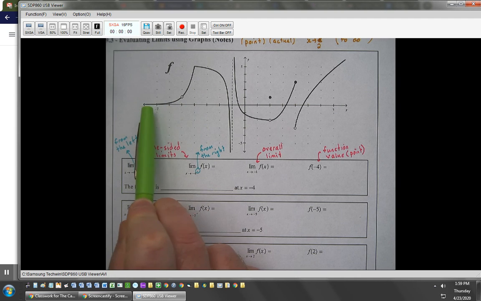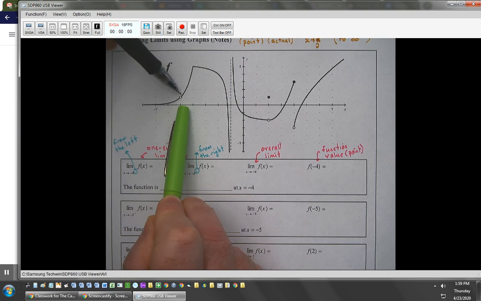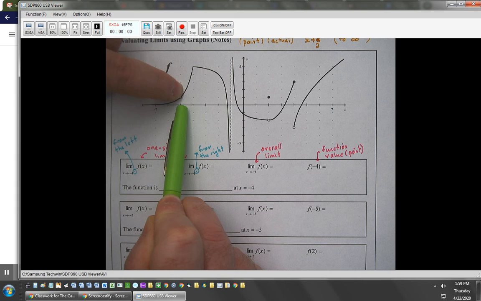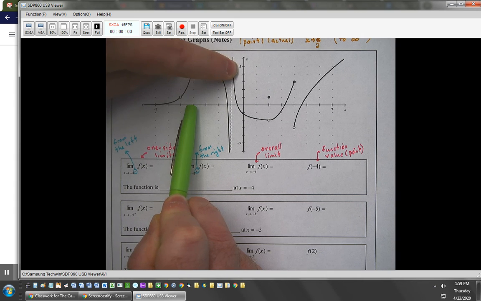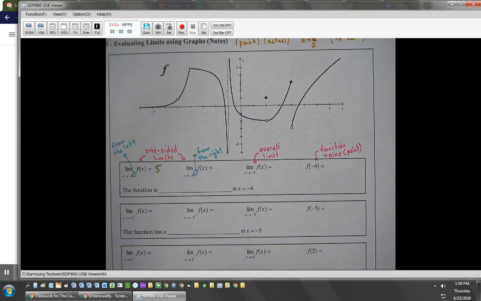Now, you usually don't want to go way far away. Just go a little bit. So here's -4. Just go a little bit to the side. As I track in here, as x goes to -4, what does my y go to? As x goes to -4, my y tries to approach the value of 5. That means that my left-sided limit is 5.